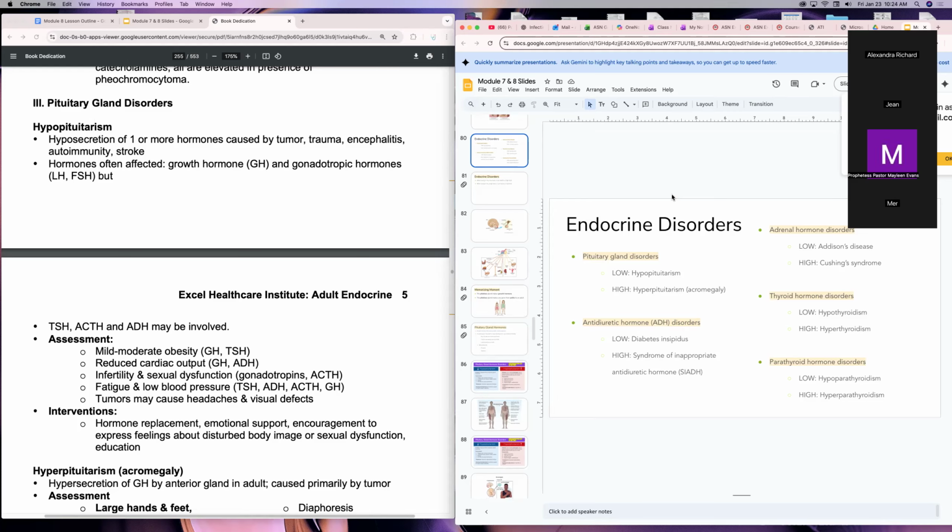hyperparathyroidism. So please, I'm going to give you a few moments to write these down, and make sure you study these by reading the module and also listening to what we're going to talk about in lecture to properly prepare you. So I'll just give you a short couple of moments to write these down.